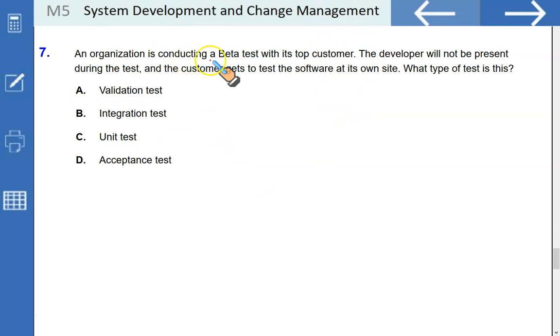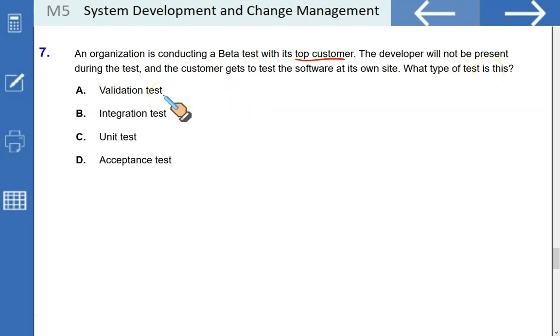An organization is conducting a beta test with its top customer. What is beta test? Beta test basically is one of the final steps in your software development lifecycle, SDLC. Before a product goes live, we would like to test it well before it is unleashed. The developer will not be present during the test, and the customer gets to test the software at its own site. What type of test is this?